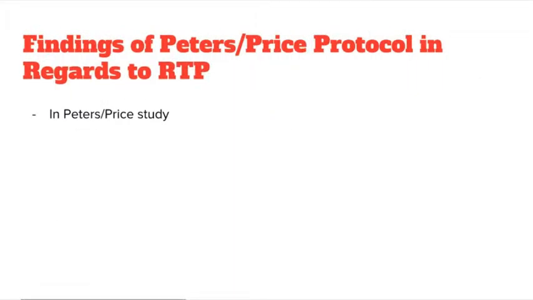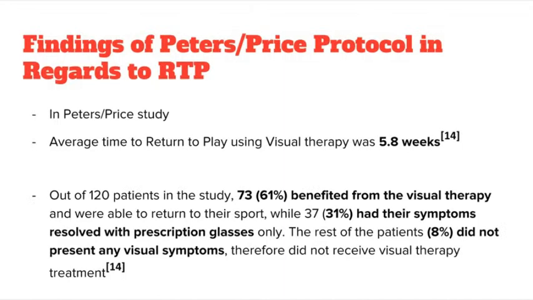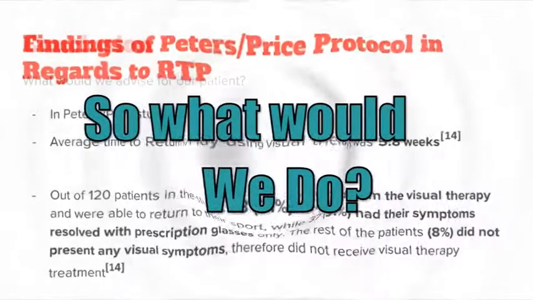In the Peters-Price study, average time to return to play using visual therapy was 5.8 weeks. 61% of the patients benefited from the visual therapy exercises. 31% had their symptoms resolved with prescription glasses, and only 8% did not present any visual symptoms, therefore did not receive any visual therapy treatment.